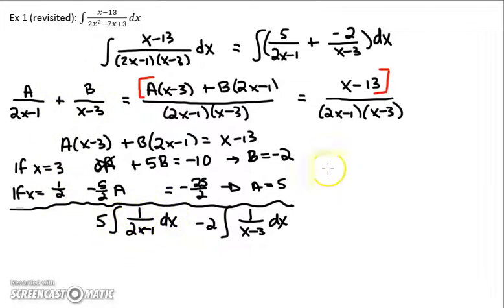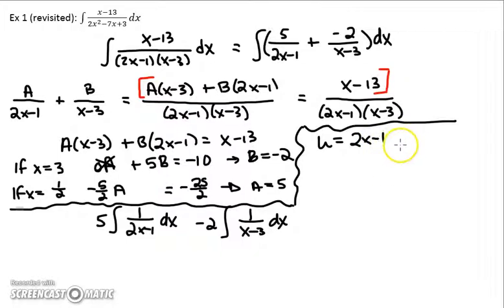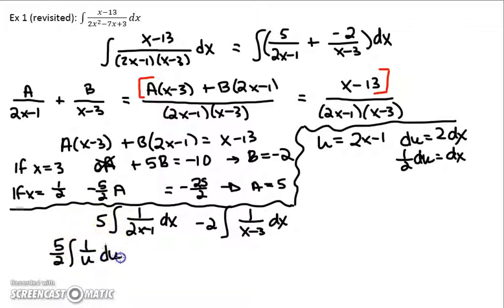So if we look at this one here, we can say u equals 2x minus 1, because that's our denominator. Du would be 2 dx. I don't have a 2 dx, so we know 1/2 du equals dx. So I can rewrite this first one, take your 1/2, put it out front. We're going to get a 5/2, because we have that 5, times the antiderivative of 1 over u du.